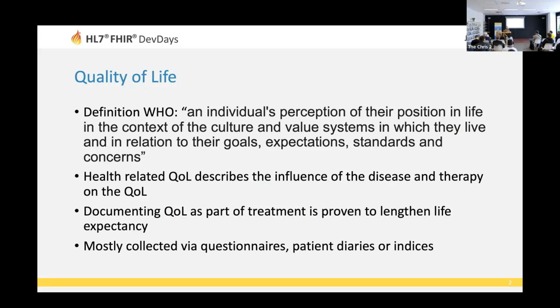Currently, it has been shown that documenting quality of life as part of the treatment has positive effects on life expectancy. So it is already included in a lot of treatments, but it's currently done via questionnaires, patient diaries, and indices. Usually, at least in Germany, questionnaires are done by hand on paper every 2 months when you visit your doctor. And the patient diaries are also done by hand.